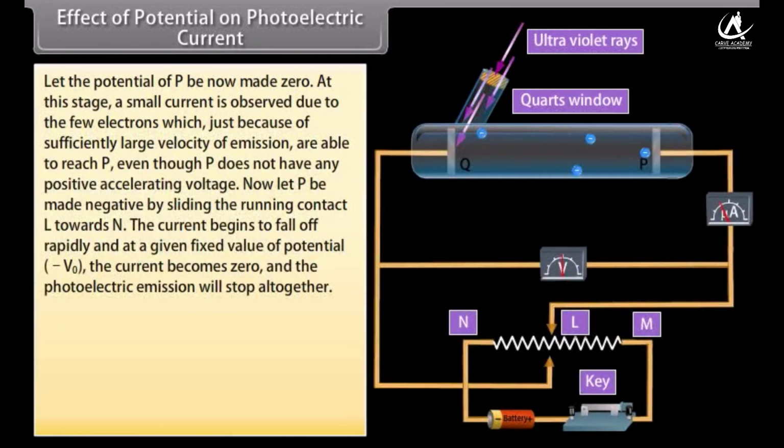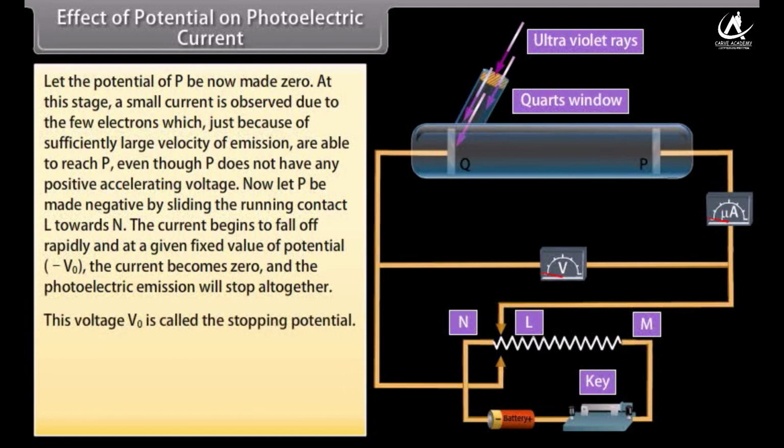Let the potential of P be now made zero. At this stage, a small current is observed due to the few electrons which, because of sufficiently large velocity of emission, are able to reach P, even though P does not have any positive accelerating voltage. Now let P be made negative by sliding the running contact L towards M. The current begins to fall off rapidly, and at a given fixed value of potential, minus V0, the current becomes zero, and the photoelectric emission will stop altogether.